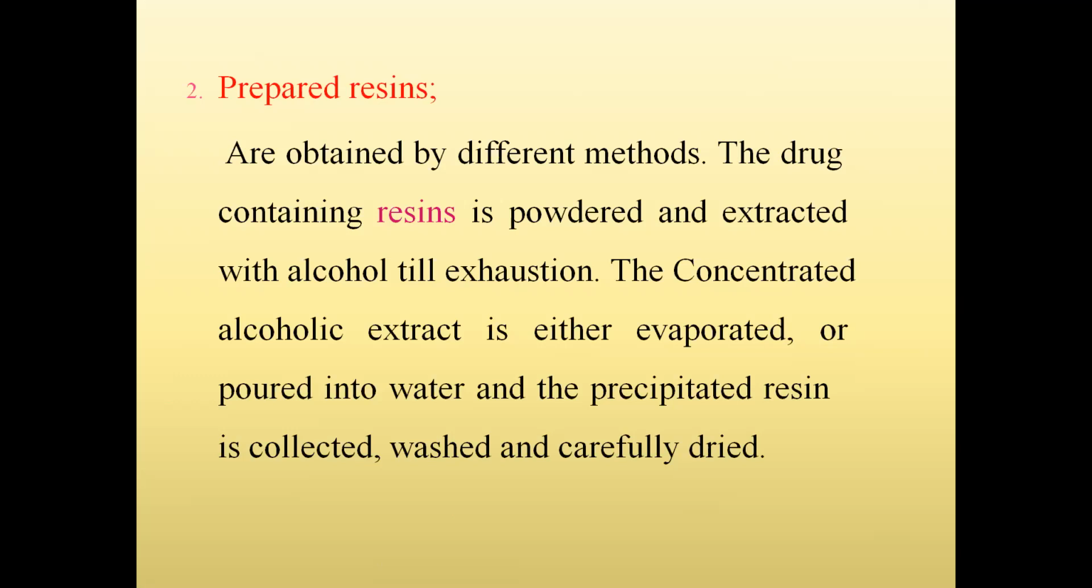The concentrated alcoholic extract is either evaporated or poured into the water and the precipitated resin is collected. वहां से हमने एक्सट्रैक्शन लगाई, पूरा एग्जॉस्ट हो गया आपका मटेरियल, जो आपको लास्ट में कॉन्सेंट्रेटेड अल्कोहलिक एक्सट्रैक्ट मिला, फिर से आपने उसको इवेपोरेट करना है और वाटर के अंदर डाल देना है और उसका प्रेसिपिटेशन कराना है, एंड द प्रेसिपिटेटेड रेजिन इज कलेक्ट कर लेना है, उसको वॉश कर लेना है एंड फिर ड्राई कर देना है. This is the process of the prepared resin.